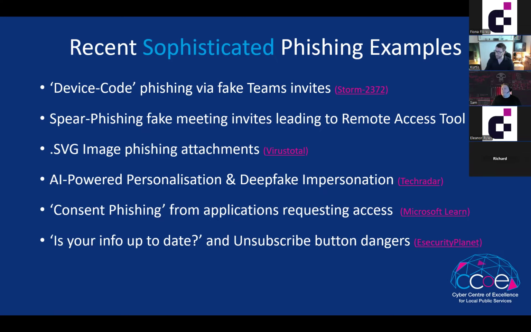AI-powered personalization I've covered, just making it easier to target and trick you using what we call social engineering, basically just trying to use things like urgency or your dog's microchip is expiring to trick you into clicking onto something. And deepfake impersonation with AI coming in, so deepfakes of CEOs and bosses, as we've seen in the media, are now happening more often. Consent phishing from applications asking for access. So if something pops up on your screen saying, can you give access to this? Just make sure it is from your company. And then if your info is up to date.